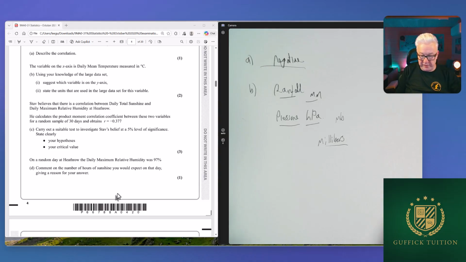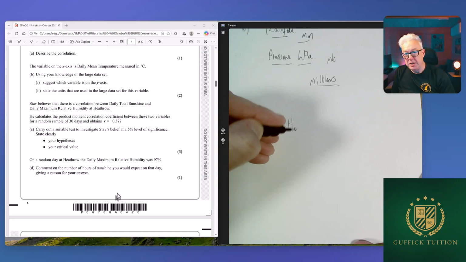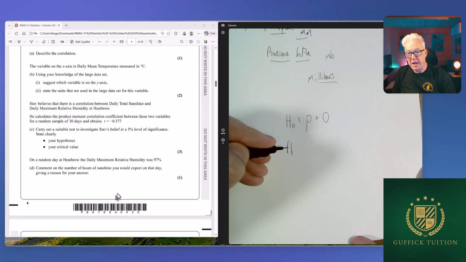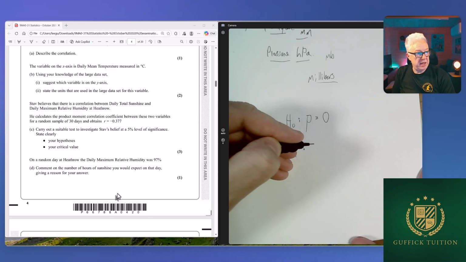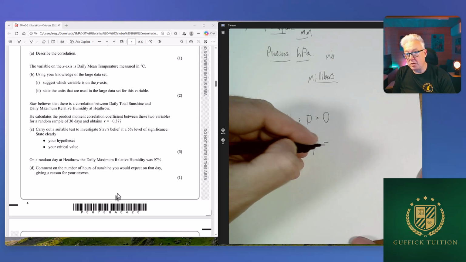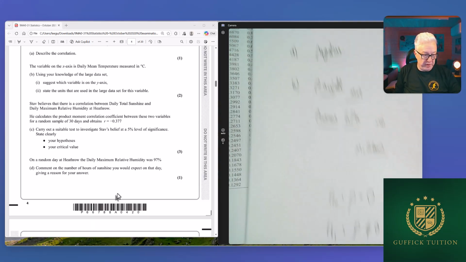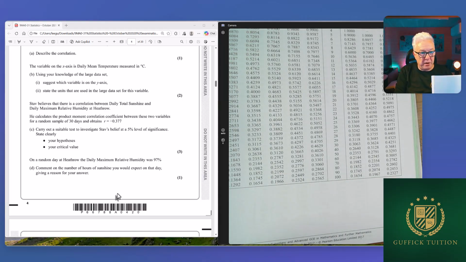So first of all, we need to define our null and our alternative hypothesis. In this situation, our null hypothesis is that rho is equal to 0. And our alternative hypothesis is that rho is not equal to 0 in this particular case. Okay, because it says Stav believes that there is a correlation, but Stav doesn't know whether it's positive or negative. So we've got a two-tailed test, which means that we need to halve the significance level. So we need to be looking at 2.5%.